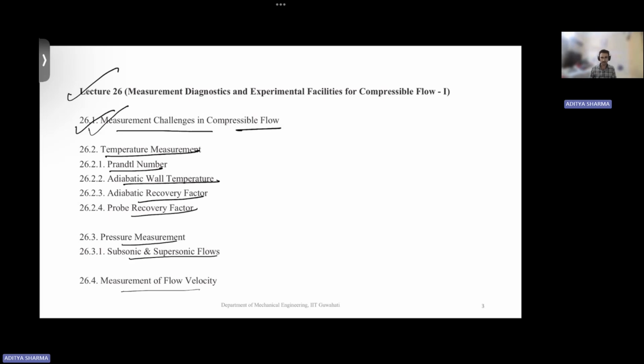In this topic, measurement challenges, basically when we talk about compressible flows, we are mainly focused on the density variations. So how we can capture those density variations, that remains the focus. Through the pressure and temperature variations, we can do it. Then there are optical methods also by which we can do that.